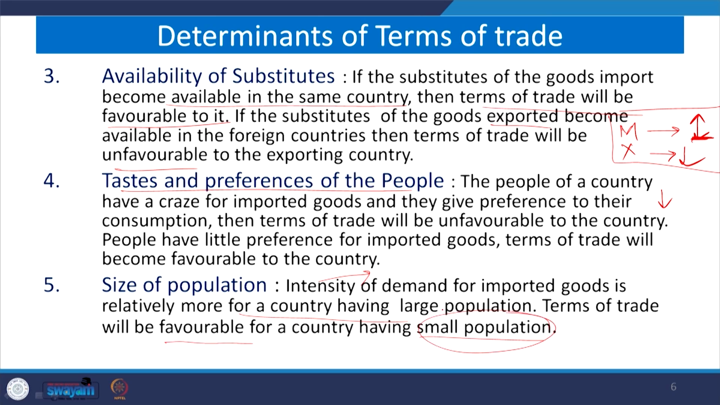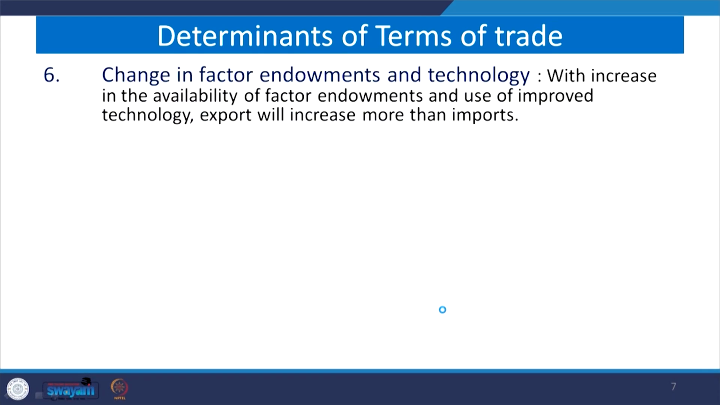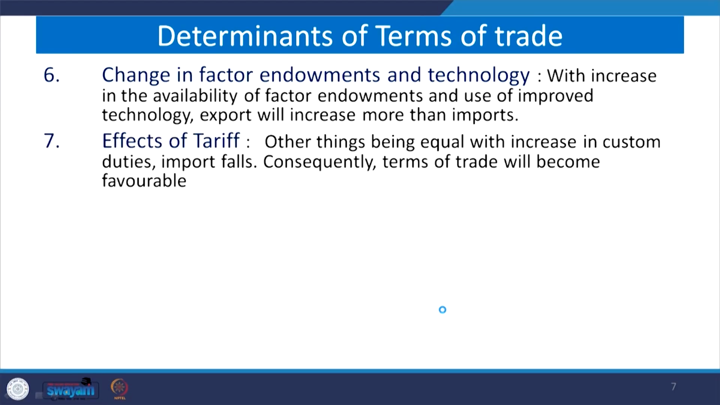Okay. Similarly, there are other factors like change in the factor endowments and technology. Factor endowment, or the resources used, with the increase in the availability of factor endowments and use of improved technology, exports will rise as compared to imports. So, that will be favorable to the country's terms of trade.